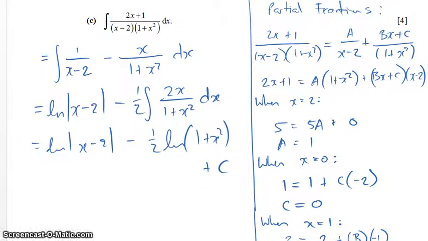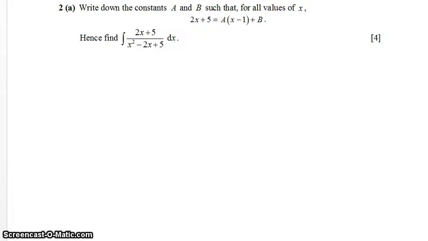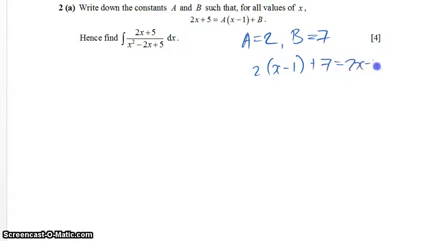Okay, so let's have a look at question 2 then. Write down the constants a and b such that this is true, hence find this. So we can almost do this by guess and check. You see that you've got two x's here, so you need a equals 2 straight away. That would give you 2x minus 2. You need plus 5, so that means b is equal to 7. And we can verify that 2x minus 2 plus 7 is 2x plus 5. So we've checked that this is indeed the right answer.